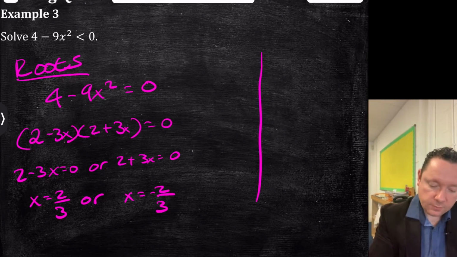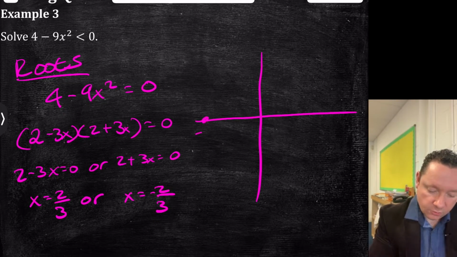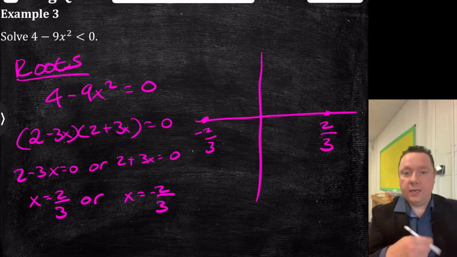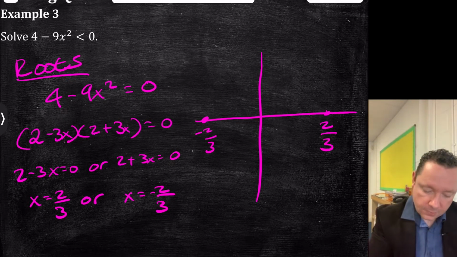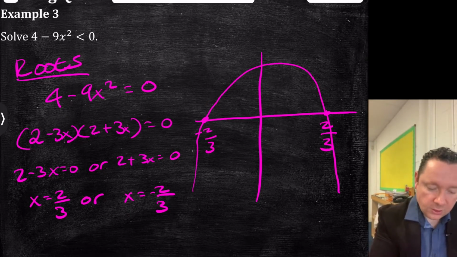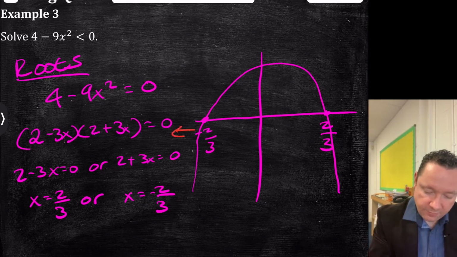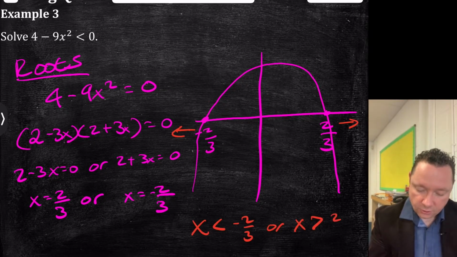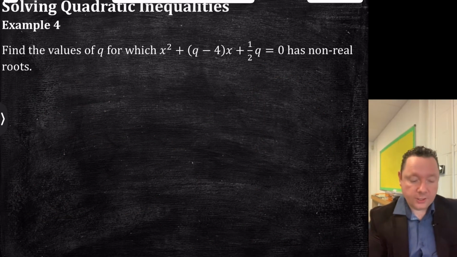Drawing a quick sketch. So we've got it between minus 2/3 and 2/3. Now you need to get your shape right. It's a negative 9x squared, so it's an upside down one. We'll draw it upside down. And then we say we want it to be less than 0. So it's below the x-axis. Well, this one's below the x-axis to the left and to the right, because in between it is above. So we can just say that x is less than minus 2/3 or x is greater than 2/3, and that's us done.